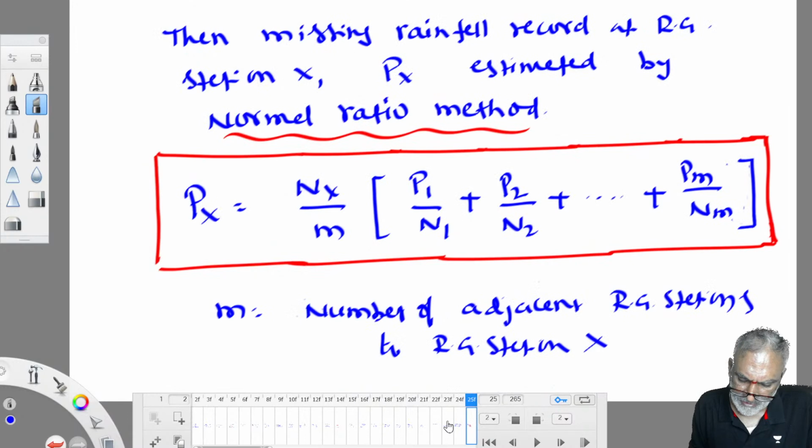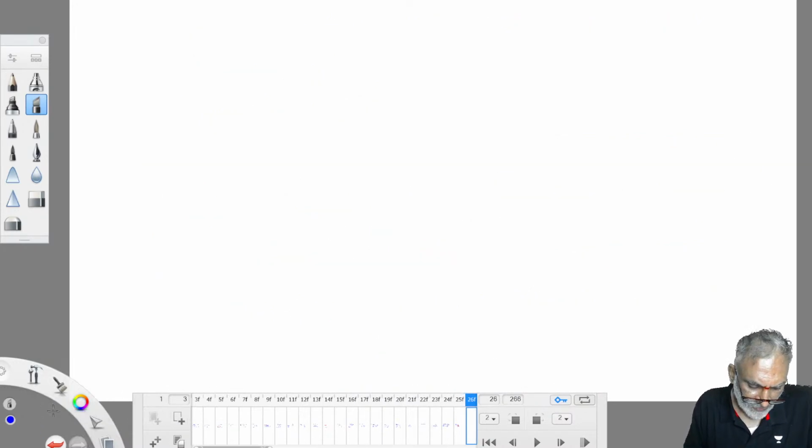Okay, that's it. This much idea is there. You can work out. Now let us work out a few numericals. Let us just try one example. Example 4 it is. Let us try this question.